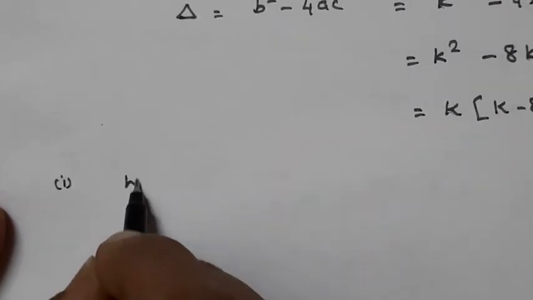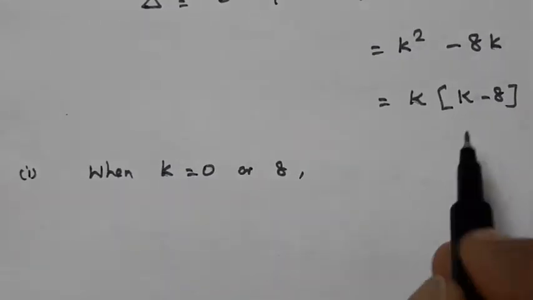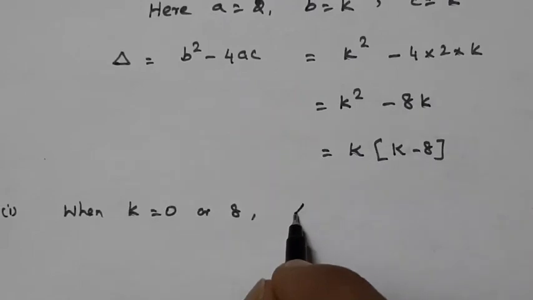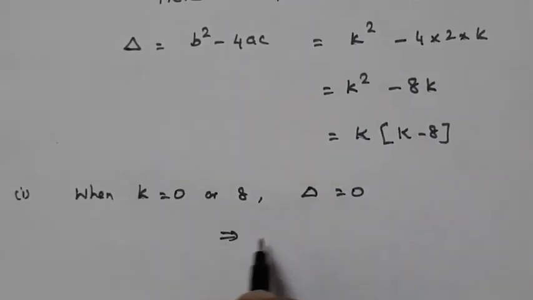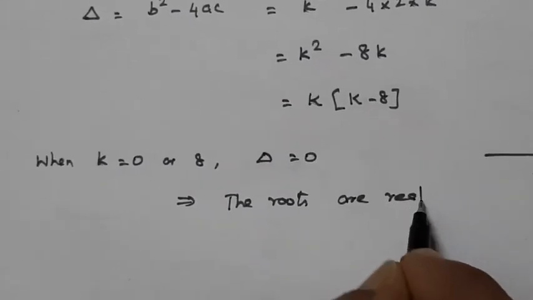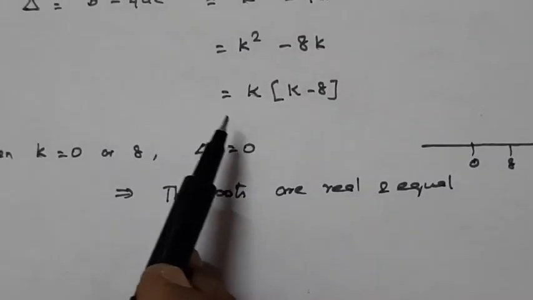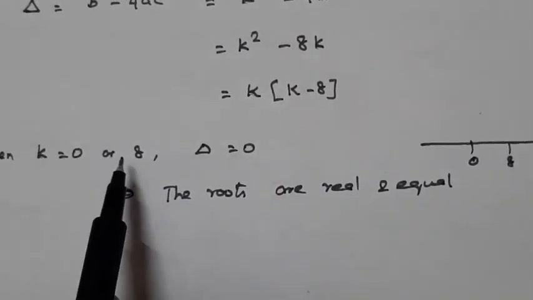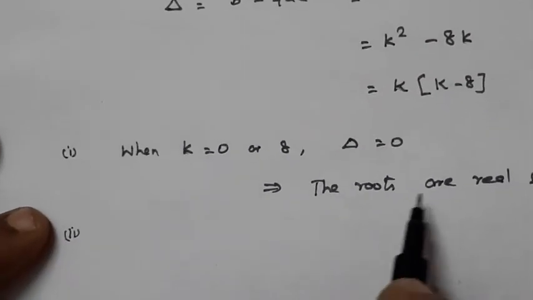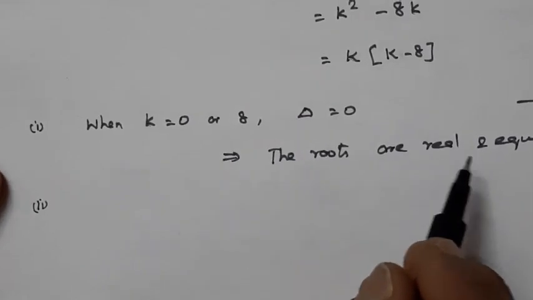See, on substituting k is equal to 0 or 8, delta will be 0. Delta is equal to 0. So this implies that the roots are real and equal. So to get equal roots, k must take the value 0 or 8. Okay. And then to get the roots real and distinct, they may be either rational or irrational, no problem. It should be real and distinct.